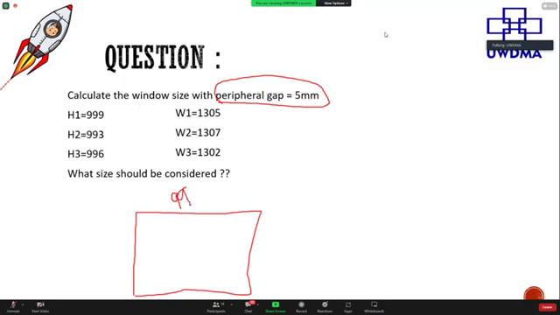If the cavity is of size 993 and 1302, then we will take 5 mm here also and 5 mm here also. Okay, and then 5 mm here also and then 5 mm here also. That's why the answer will come to 983 and 1292. We'll be subtracting 10 mm because 5 5 and then 5 5.